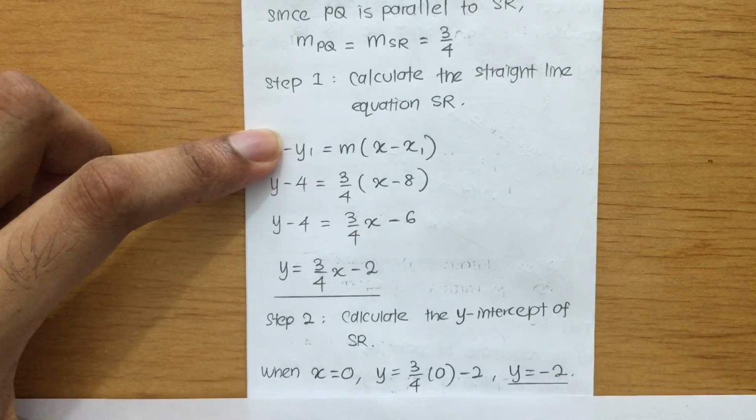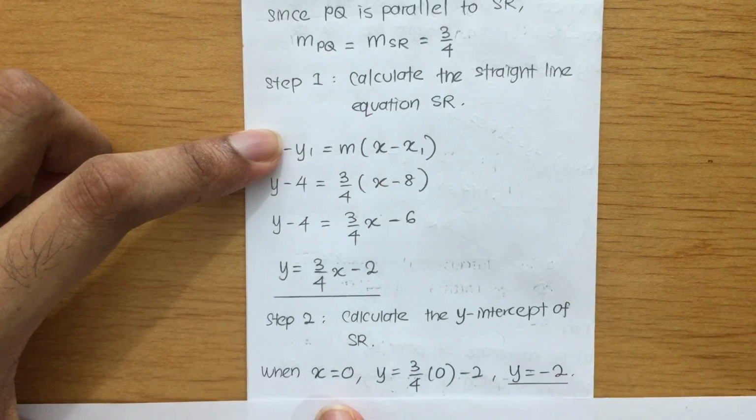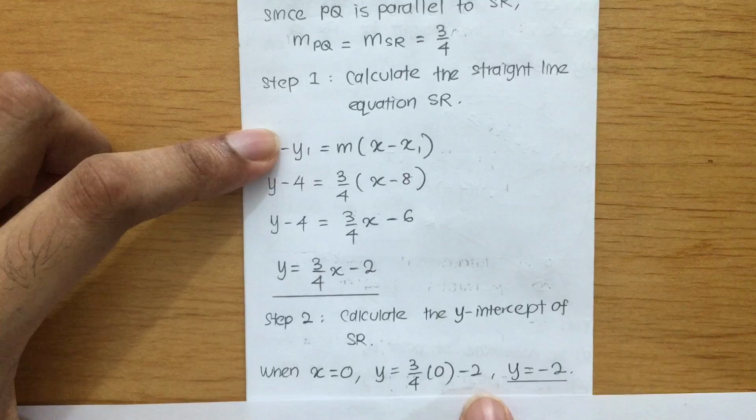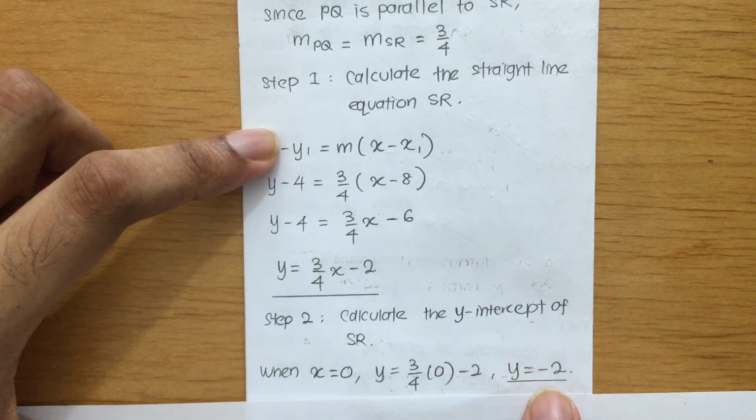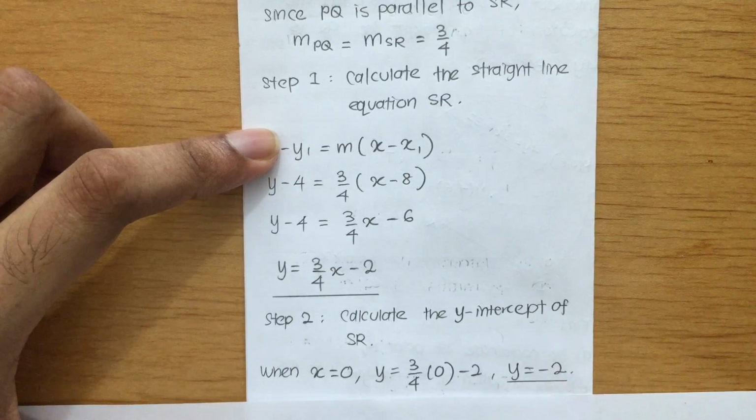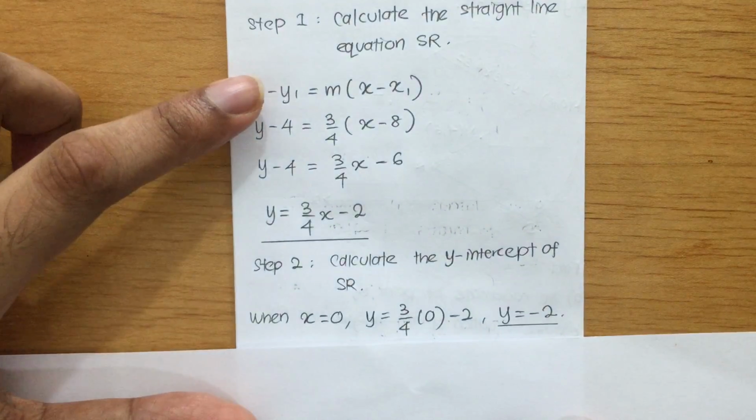Okay, so when x equals 0, y equals 3 over 4 in a bracket 0, and then you minus with 2. So from here you get y equals negative 2. So this is your y-intercept of SR. So continue with step 3.